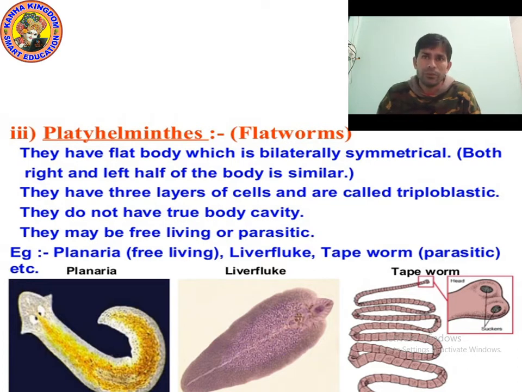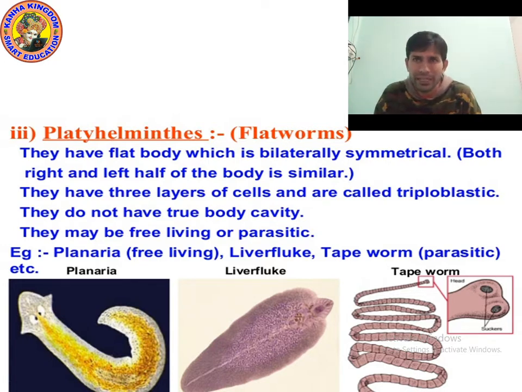They do not have a true body cavity. They have a false body cavity, means they are acoelomate. Coelom means a true body cavity. Acoelomate means they do not have a true body cavity, means they have a false body cavity.